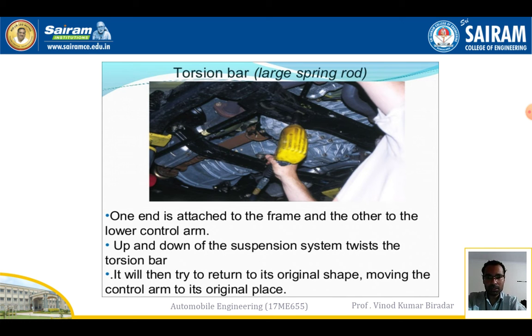Up and down movement of the suspension system twists the torsion bar. While moving up and down, a twisting movement takes place. It will then try to return to its original shape, moving the control arm to its original place. It is like an elastic. When force is applied, a torque is produced and a twisting movement takes place. When the force is withdrawn, it comes back to its original position.